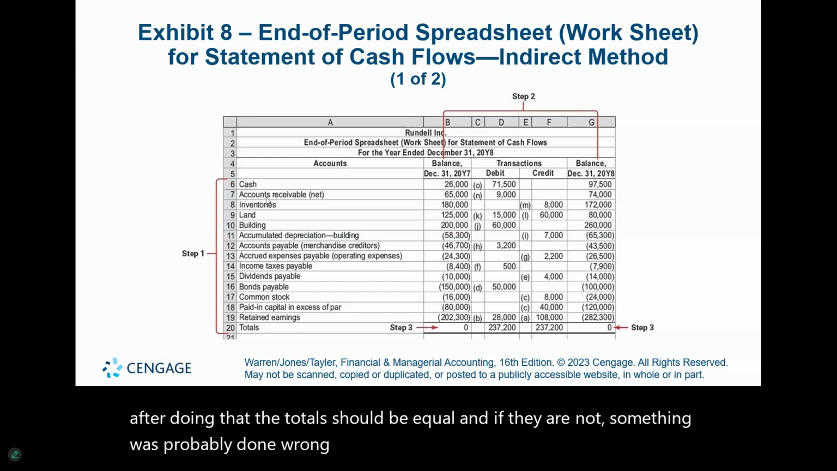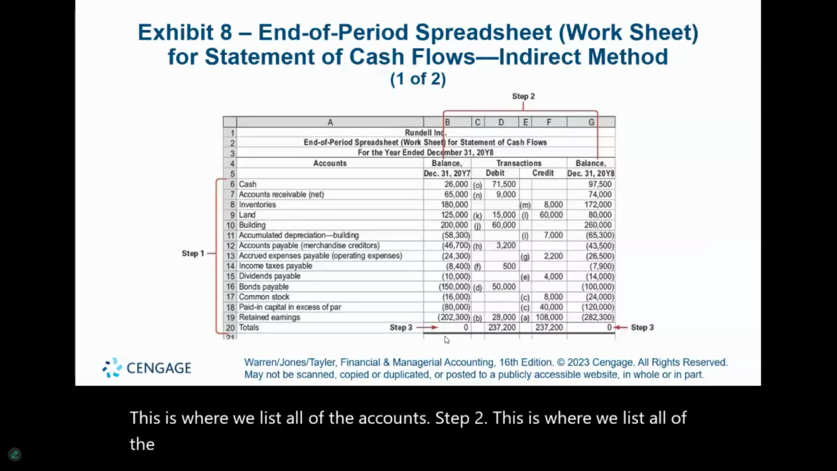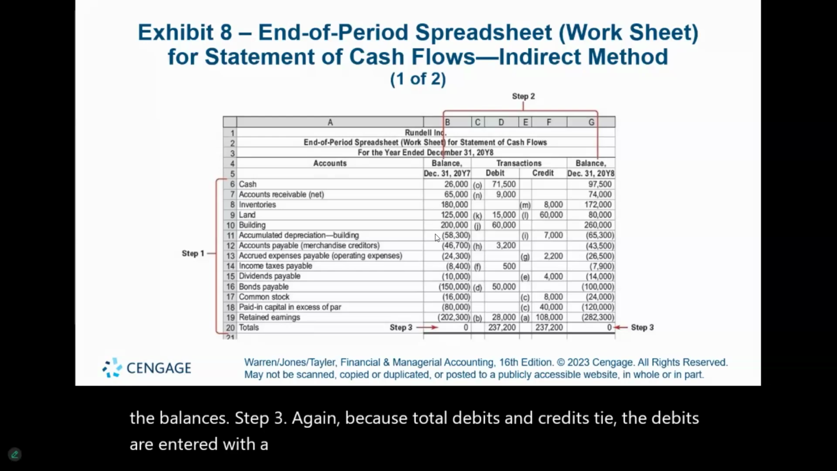And if they are not, something was probably done wrong. So here we have this example, step 1. This is where we list all of the accounts. Step 2, this is where we list all of the balances. Step 3, again, because total debits and credits tie, the debits are entered as positive and credits are entered as negative.